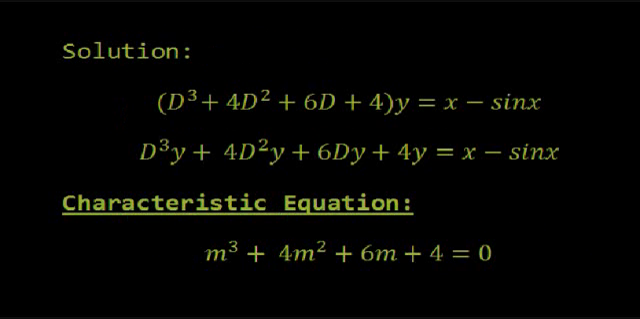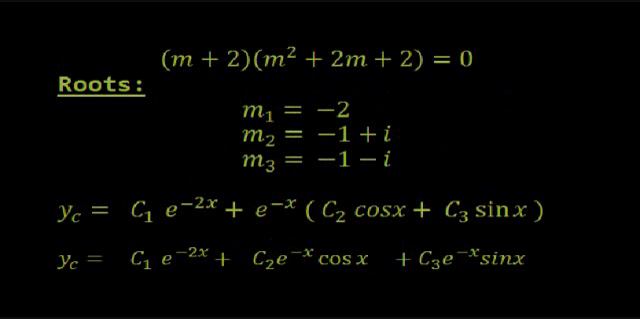From this equation, we find the characteristic equation of the homogeneous linear differential equation. And from that, we find the roots of the third-degree polynomial of the characteristic equation. We can see that the degree of the polynomial corresponds to the number of roots. And then we formulate the complementary solution by substituting the roots to our solutions.